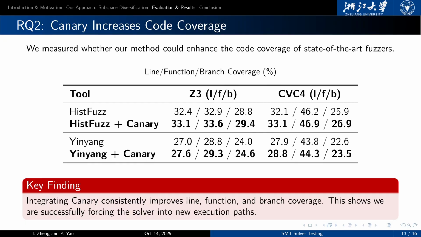For example, when combining with fuzz on Z3, we saw an increase of 0.7 percentage points in line coverage. While small percentages might not seem dramatic, given the massive size of these solvers, this represents a meaningful number of previously untested lines and branches of code. This is strong evidence for subspace diversification. It forces the solver into new execution paths that existing techniques did not reach.